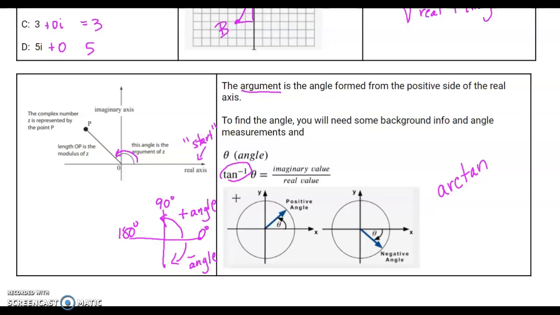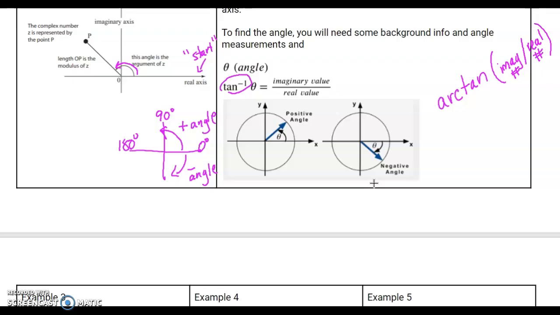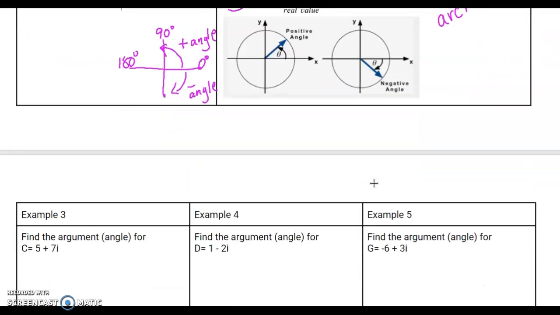It's just easier to type in arctangent. The thing you want to be careful of is you need to use parentheses. So you want to take your imaginary number divided by your real number, and then you want to close your parenthesis. If you don't use the parenthesis, then you will get a different answer because the computer is doing something different with order of operations.